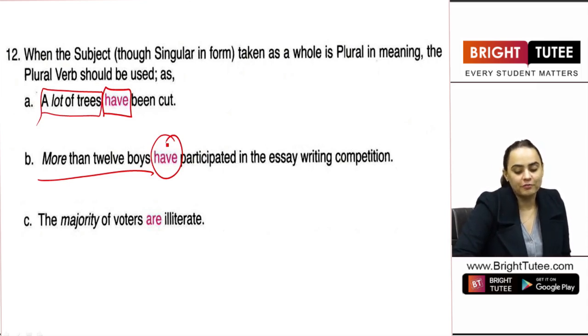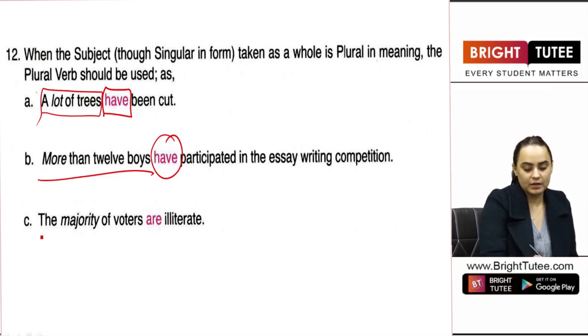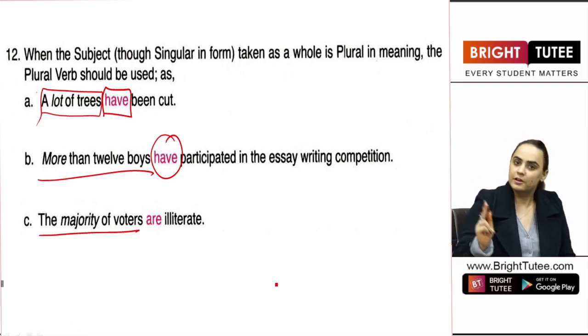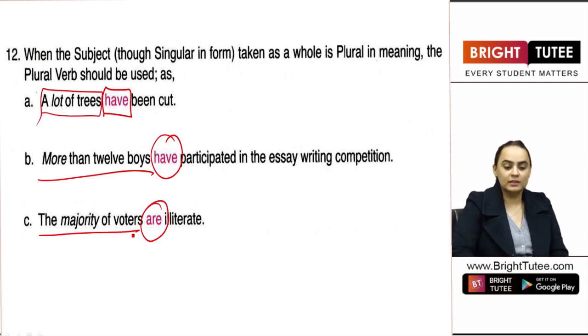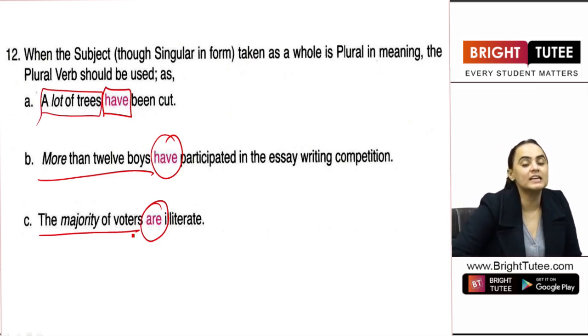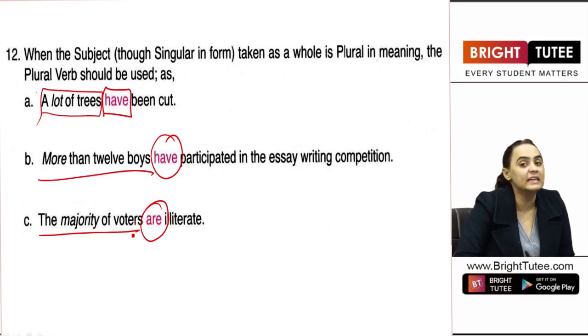The majority of voters are illiterate. So, here again, the idea is, the subject is the majority of voters, which is plural. Therefore, my verb is plural. So, when the subject is written in the singular form but talks about a whole, a plural meaning is being conveyed to it, my verb will be plural in nature. Okay.